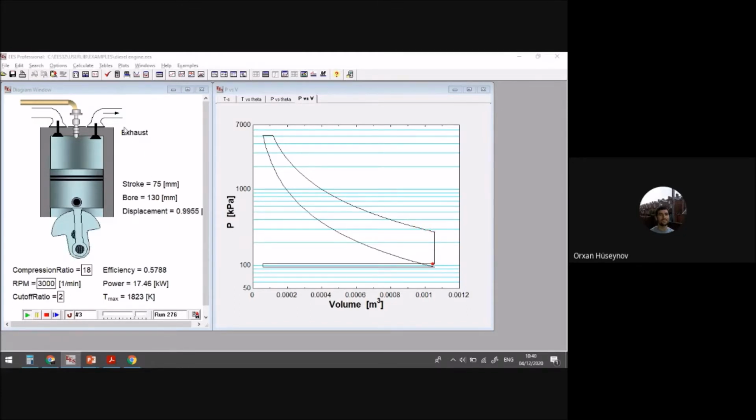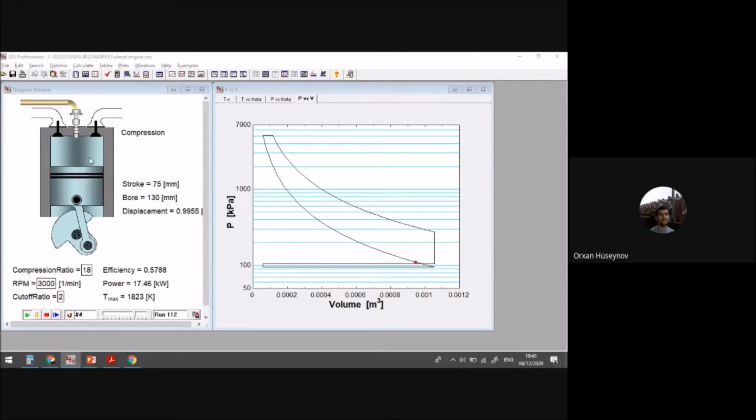You can see the names of the stages here. Now it is the exhaust stage, and the combusted products are leaving. You have the intake, but in the intake you have the air only. It is not the fuel, it is air.